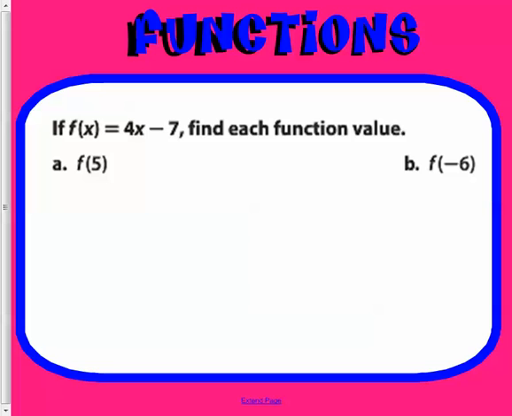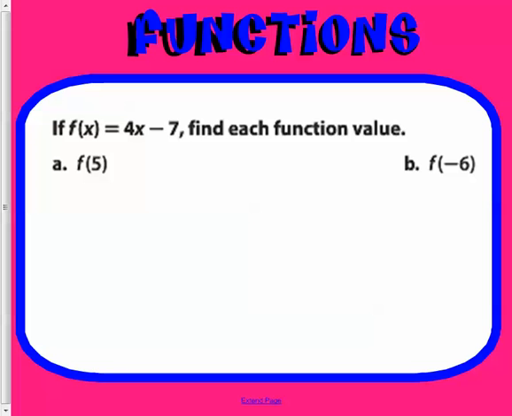Okay, you try this one for me. If my f of x equals 4 times x minus 7, find each of these if I'm plugging in 5 for x. Ready, set, go. I'll be back in just a second to show you my answers.